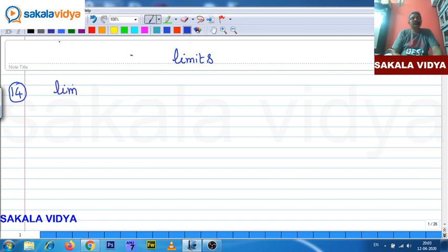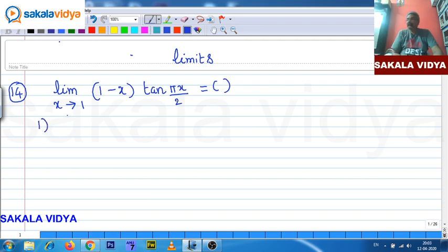Limit x tends to 1 of (1 minus x) tan of (pi x by 2) equals to: first option is pi, second option 2 pi, third option pi by 2, fourth option is 2 by pi. So, this is the question.